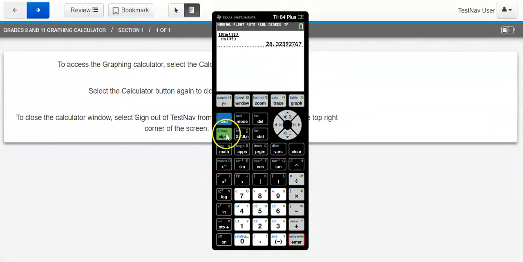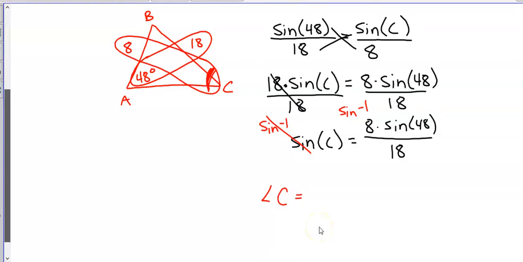So go into your calculator to get the fraction. Actually, we're going to do the inverse sine first. So second sine, and then we want that fraction. So alpha y equals enter, and then just type in all of that stuff that we had. So 8 times sine of 48, arrow down, and then over 18. And you don't even have to close your parentheses. You can just hit enter, and you're going to get approximately 19.3 if we're rounding to the nearest tenth. And that should be in degrees.